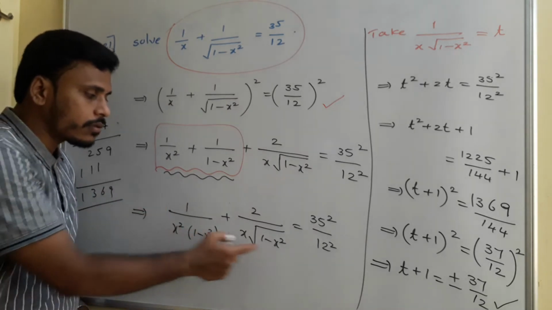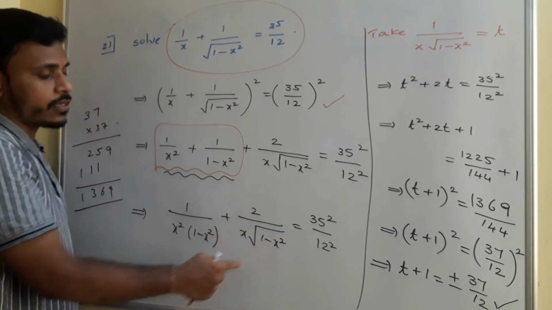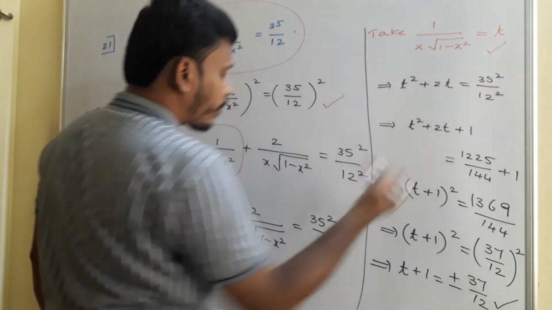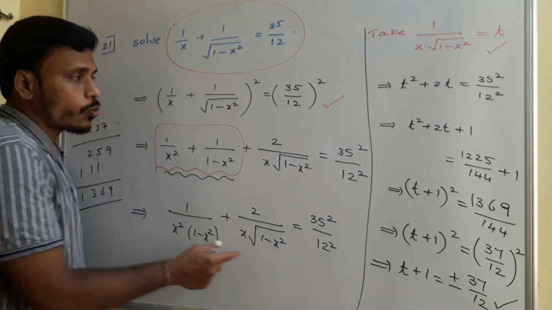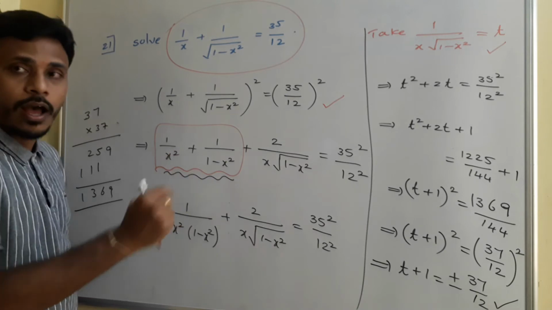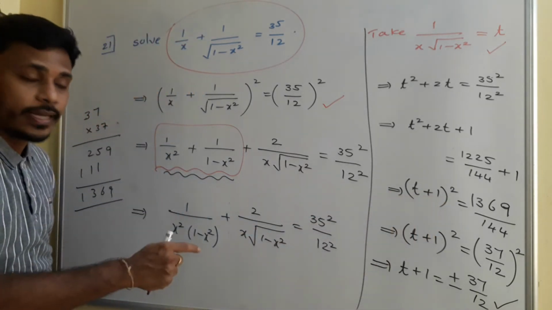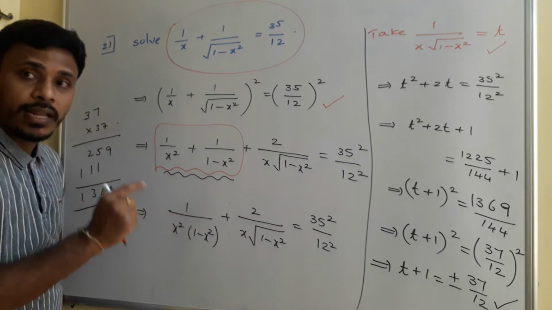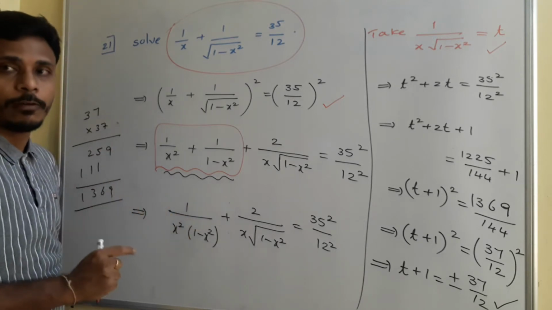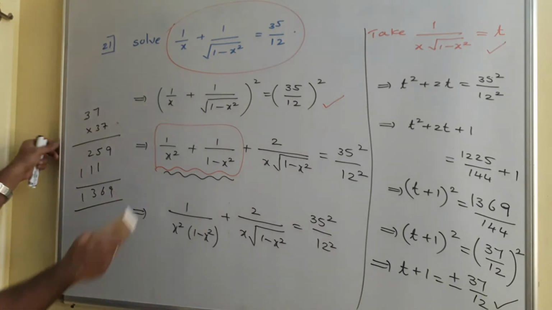At the end, look at these two terms. When you take this 1 by x root 1 minus x square as t, then the first term is simply t square. So t square plus 2t is equal to 35 square by 12 square. Add 1 on both sides. So t plus 1 whole square is that part, and from there you will get t plus 1 as plus or minus 37 by 12. So till now I have the information, so I will erase it to get the value of t now.